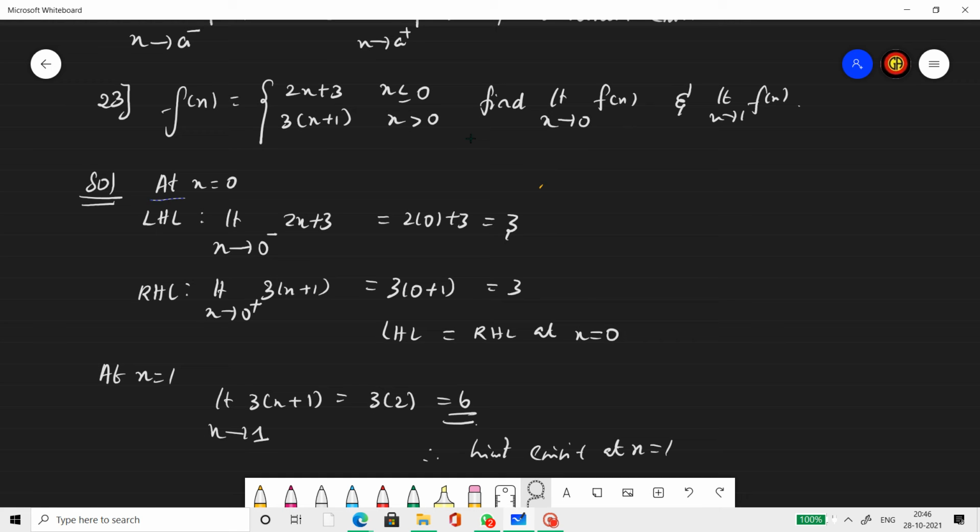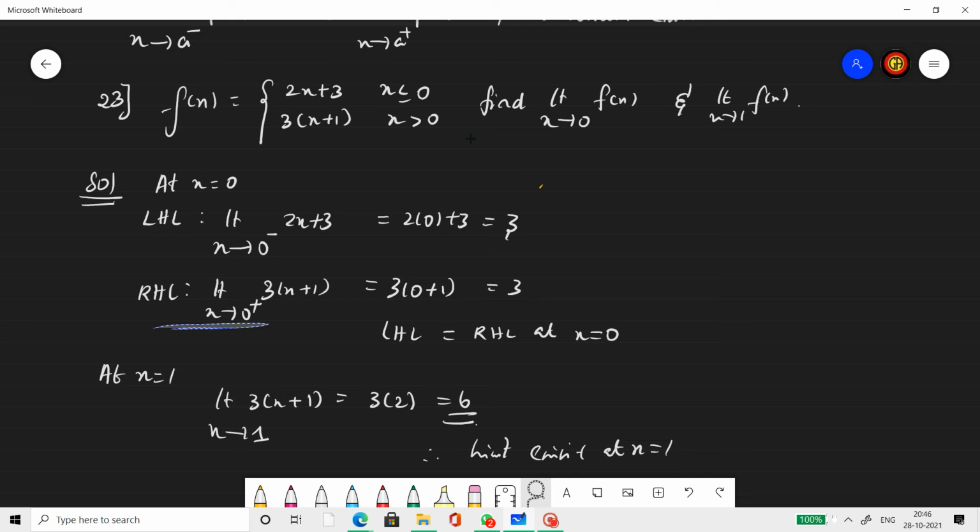Now, let's start for 0, at x equal to 0. Left hand limit, which means limit x tending to 0 minus. Whenever I take a value that is below 0, the function is 2x plus 3. So, 2x plus 3 is applied here. And I told you in the beginning, though we write 0 minus, we apply 0 only. So, we put 0 in the place of x. So, this means 2 times 0 plus 3, which is 3.